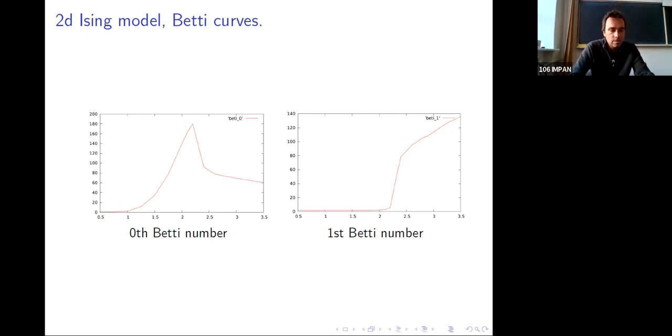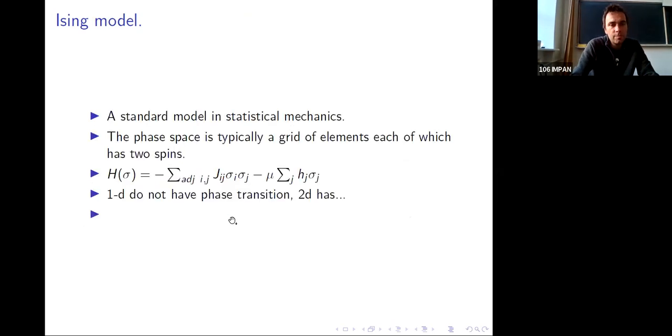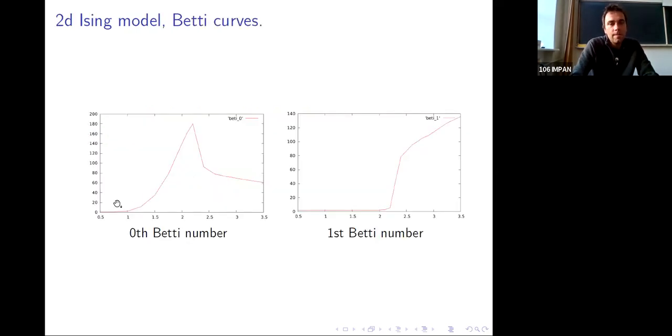So on the x-axis, we have a value of a temperature. Think about this as a value of a Hamiltonian. On the y-axis, you have a Betti number of the complex constructed in the way that if the spin is positive, I put a cube. If the spin is negative, I don't put anything.